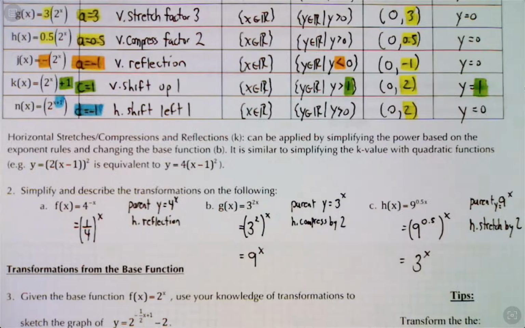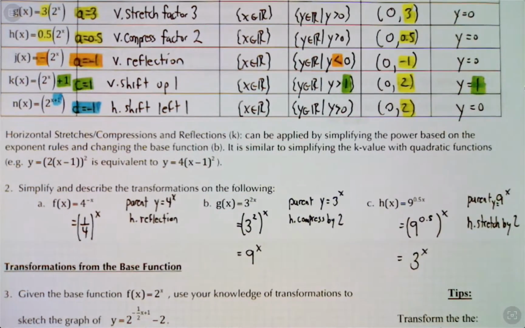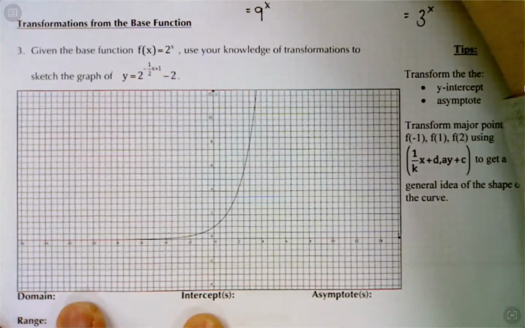Okay, so with all of that background, let's do a transformation of a base function. Let's come up with a graph. We're not going to do any manipulation of the base. We're just going to use the base as standard. So that's our last example today. Let's give it a shot.